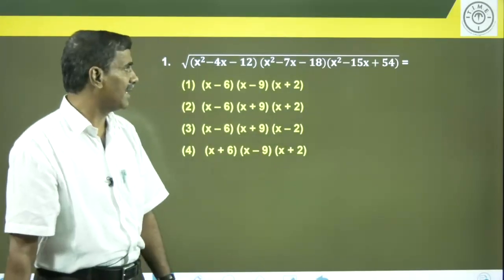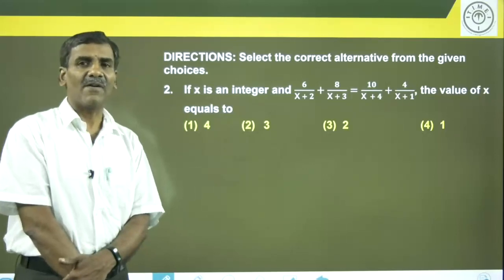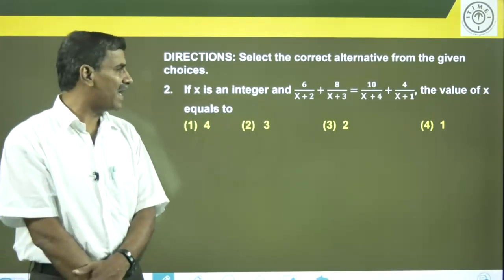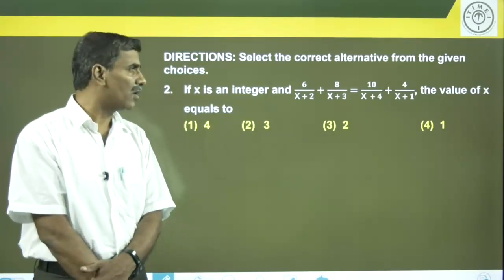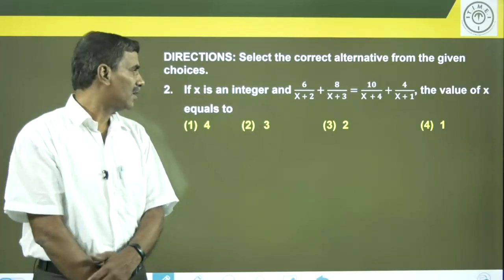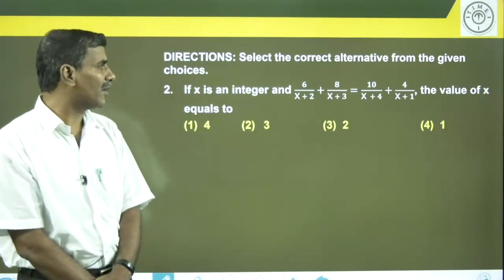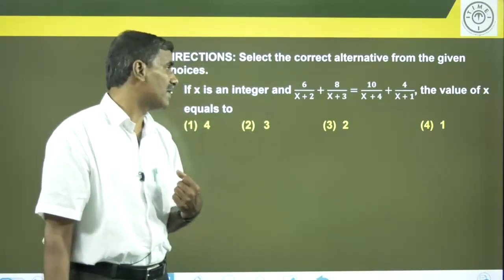We will look at the next one, which is mainly dealing with, again, finding the value of x. If x is an integer and 6 by x plus 2 plus 8 by x plus 3 is equal to 10 by x plus 4 plus 4 by x plus 1, what is the value of x? Here, if you are observing carefully, going for the simplification will eat up so much time.